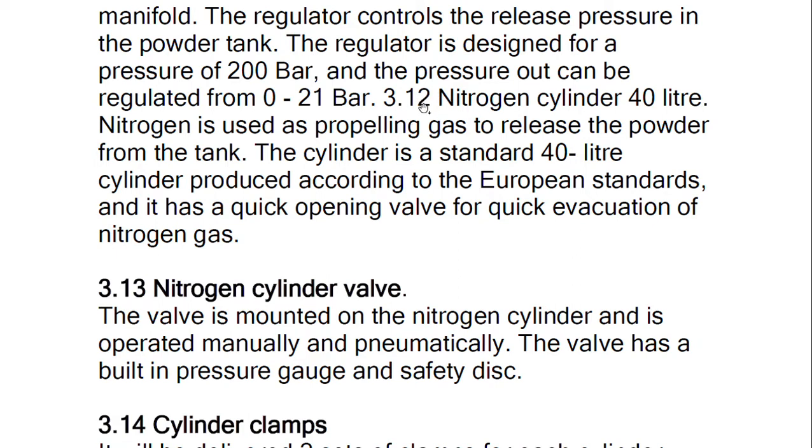I talked about the two tanks. We have one storage tank for the powder and then we have a nitrogen tank. 40 liter nitrogen is used as propelling gas to release the powder from the tank. The cylinder is a standard 40 liter cylinder produced according to the European standards, and it has a quick opening valve for quick evacuation of nitrogen gas.